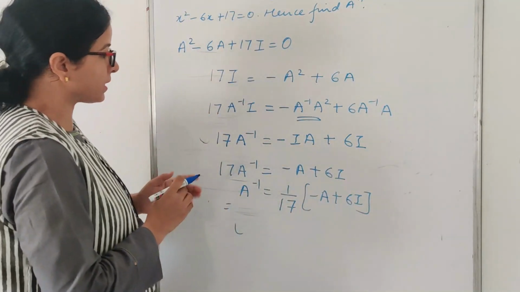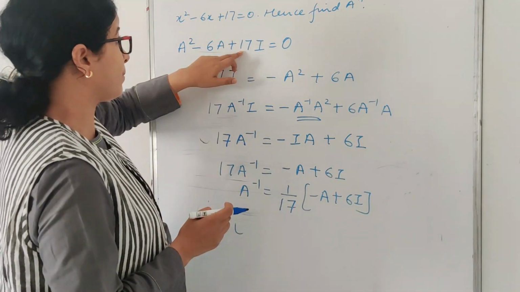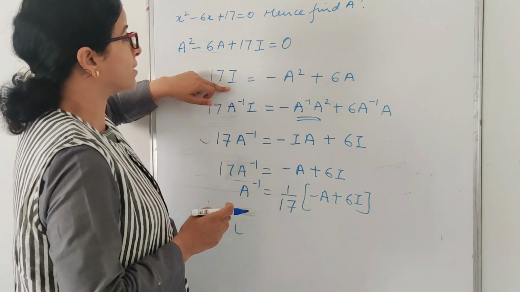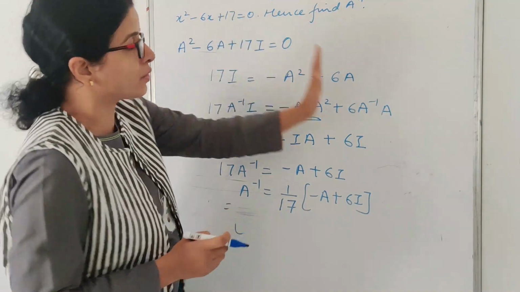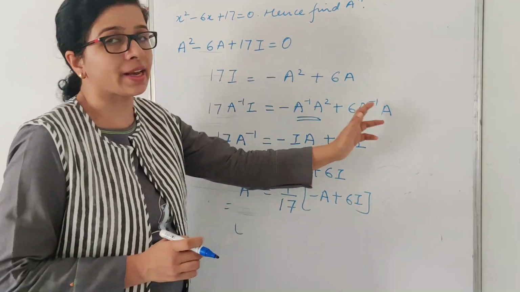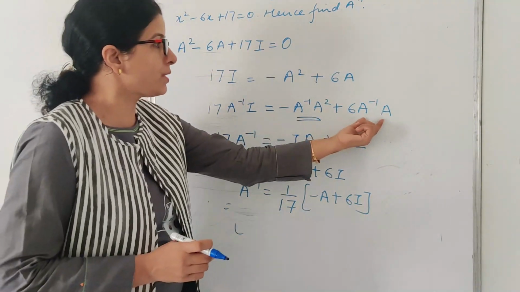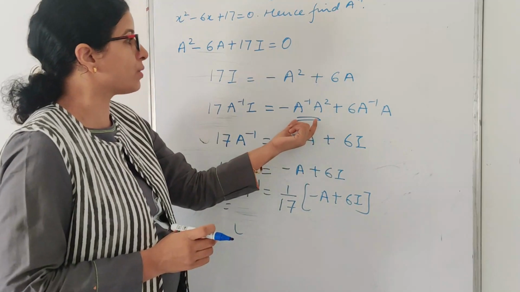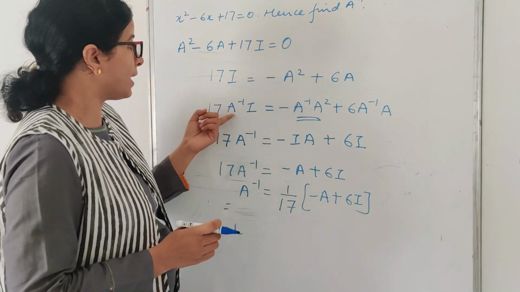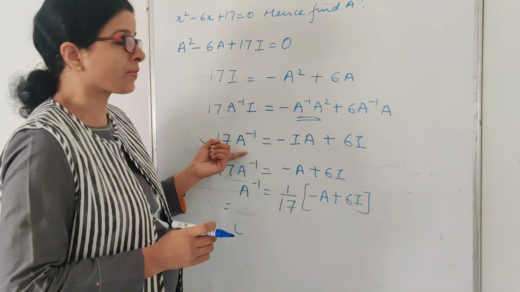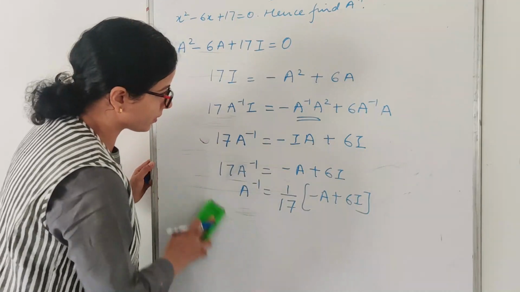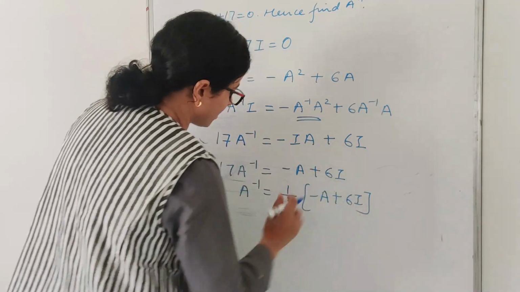So basically what I have done, I have kept my 17I, the constant term, with the identity matrix here, and the rest I have sent to the other side. Then I have done pre-multiplication with A inverse. A inverse A is equal to identity. Here also A inverse A into A will come, that will become identity into A, and A inverse into identity will become A inverse.